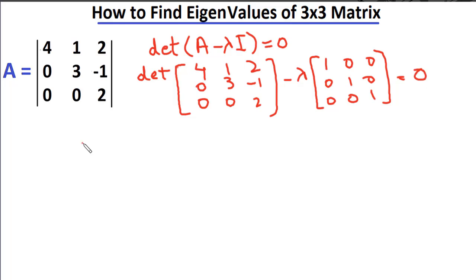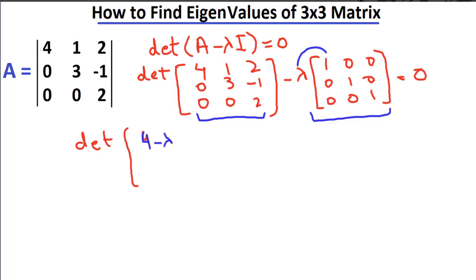We'll determine the determinant of this. We will subtract, but we have to multiply this lambda with each and every element of the identity matrix. So I'll do it as 4 minus lambda. Then I will subtract the corresponding entries of both the matrices: 1 minus 0, then 2 minus 0, then 0 minus 0, and then 3 minus lambda, because lambda multiplied by 1 is lambda, and the rest will be 0.